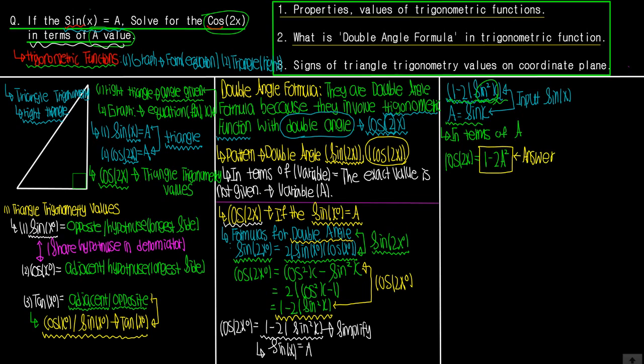So if you rewrite our answer, what was our answer? Our answer in this case was 1 minus 2a squared.